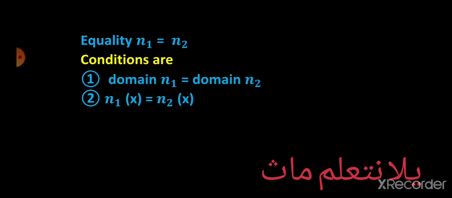Equality. When can we say that two fractions or two functions are equal? We have conditions. Number 1, the domain of the first equals the domain of the second. And number 2, n1 of x equals n2 of x. What is the meaning of n1 of x? It means the simplest form of the first equals the simplest form of the second. Let's see an exercise.